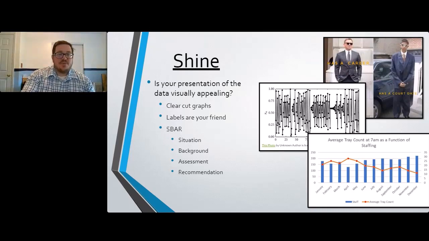So I saw this meme, and I had to laugh up here in the right-hand corner. These are two men, they're both wearing, I don't know, he may be 16 or something. But these are two guys. They're both wearing suits. They're both wearing sunglasses. One here looks like he has a career. The other one looks like he has a court date. So that made me laugh because presentation matters.